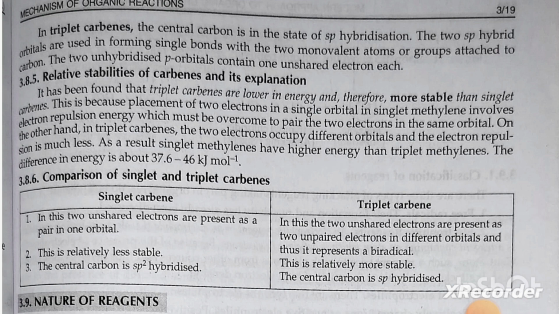Comparison of singlet and triplet carbene. In singlet carbene, two unshared electrons are present as a pair in one orbital, whereas in the triplet carbene, two unshared electrons are present as two unpaired electrons in different orbitals, and thus it represents a biradical. Singlet carbenes are relatively less stable, whereas triplet carbenes are relatively more stable. In singlet carbene, the central carbon is sp2 hybridized, whereas in triplet carbene, the central carbon is sp hybridized.